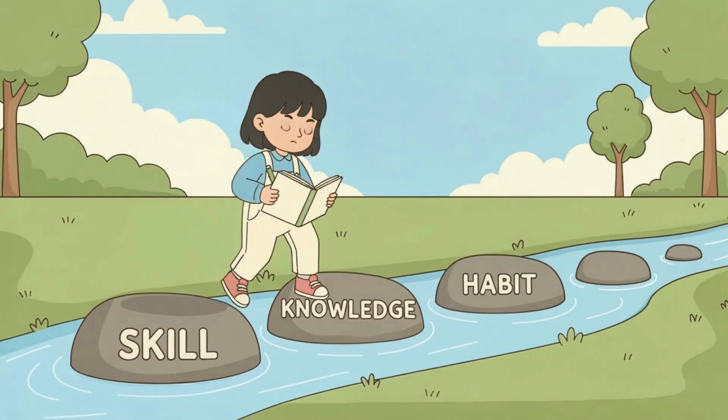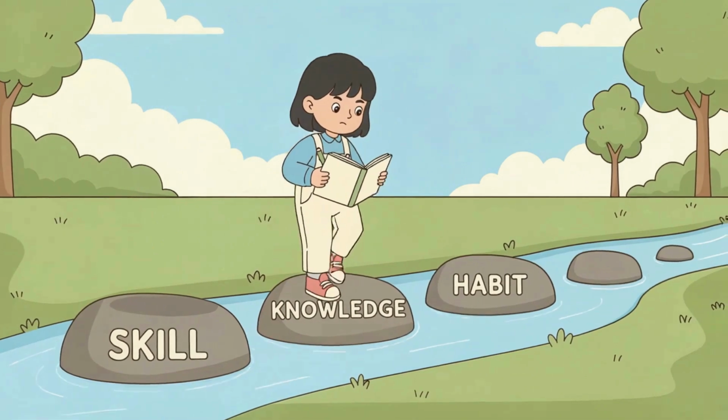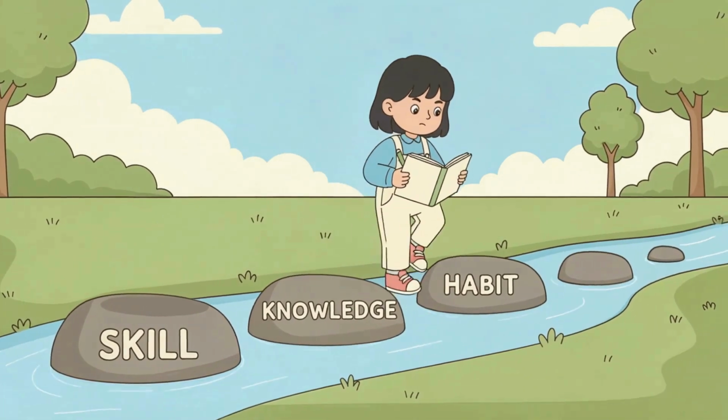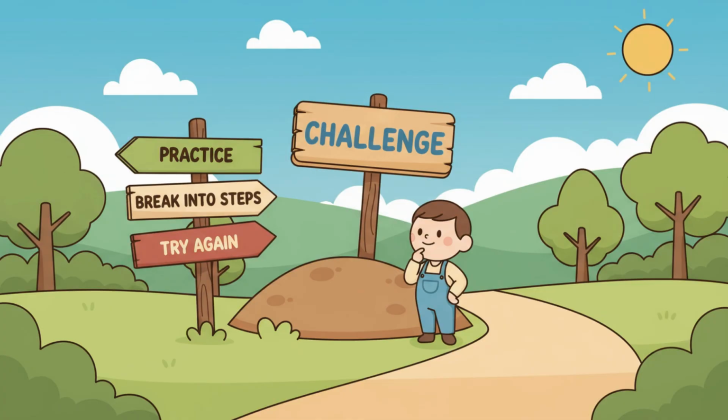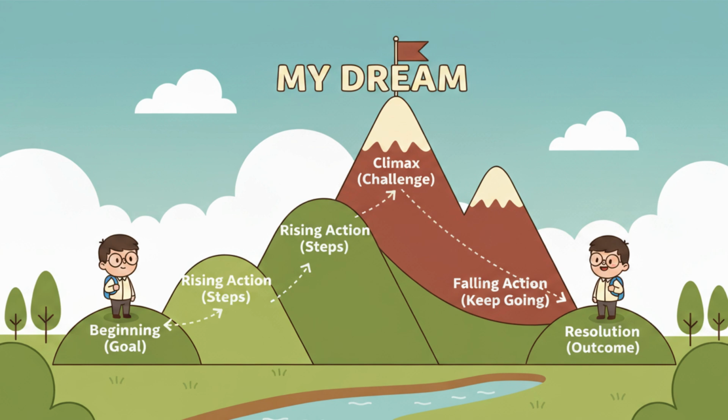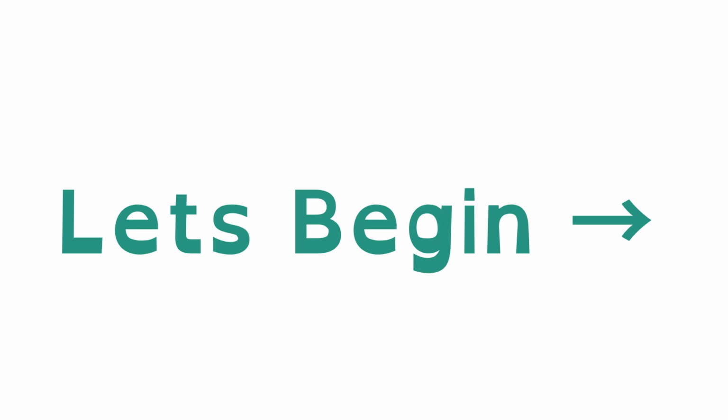Next, imagine 3 stepping stones that lead you there: a skill to practice, knowledge to learn, and a habit to build. Name one challenge you may face and one way you'll keep going, your next small step. Now let's build your story. You are the main character with a goal. Show your steps, the challenge, and how you keep going. Start your worksheet. Let's begin.